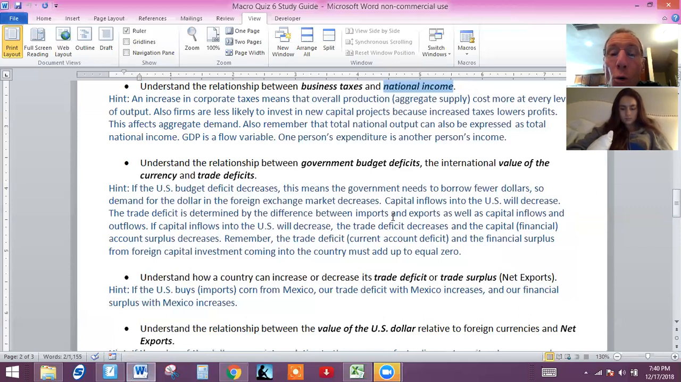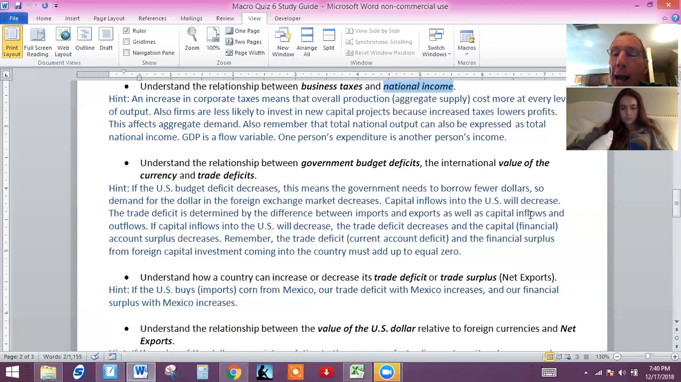So whatever direction our imports go in is the same direction that the capital inflows go in. Whatever amount we're buying, whatever the value is, the exact same value comes in as capital investment.